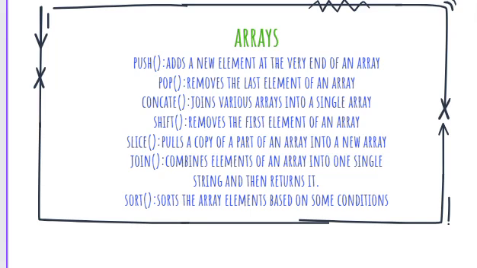There are others as well. Concat joins multiple arrays into a single array. Slice returns a copy of a part of an array as a new array. And sort orders the array elements based on a condition.